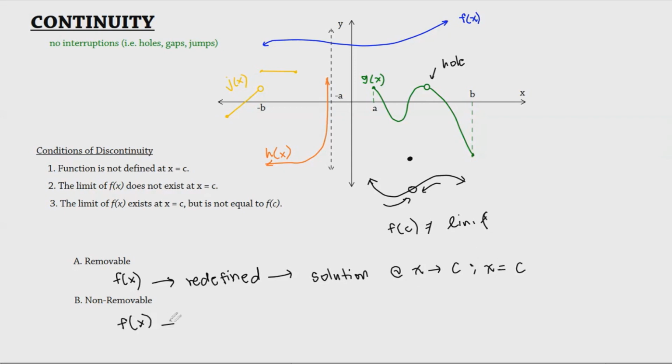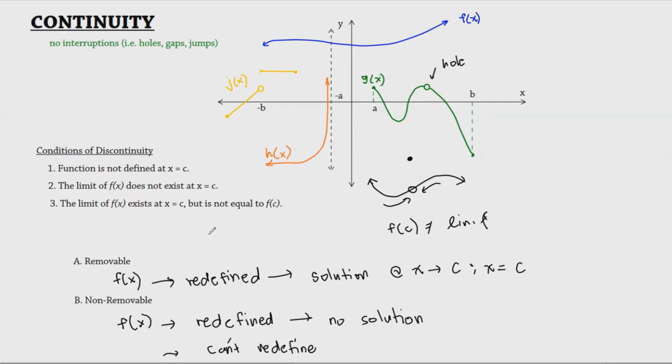If we have a function f of x, and then we somehow redefine this, and even after redefining we have found no solution, then this is a non-removable discontinuity. And sometimes you cannot even redefine these equations. So in those cases, when you can't redefine and you will obtain no solution for f of x as x approaches c, then probably the answer would be non-removable. And for cases where you redefine f of x and then you've found a solution as x approaches c or x equals c, then we could say that f of x has a removable discontinuity.